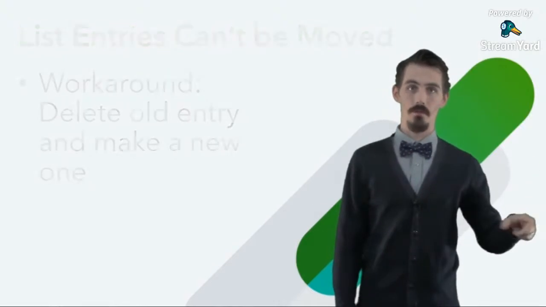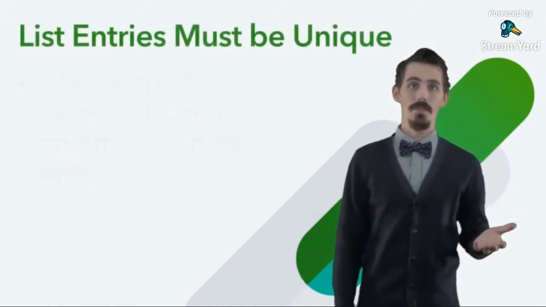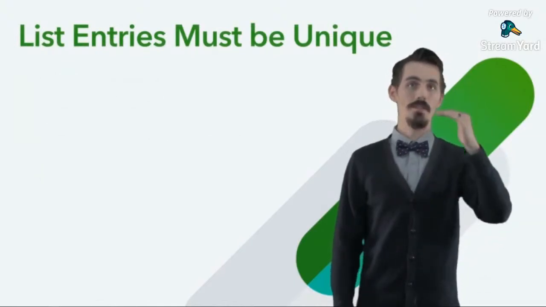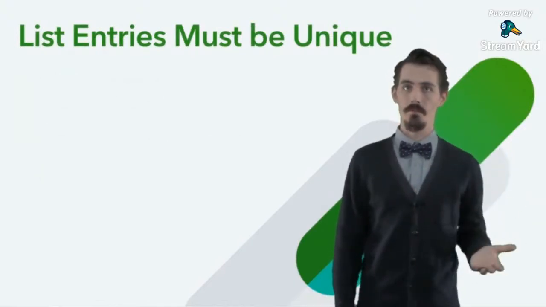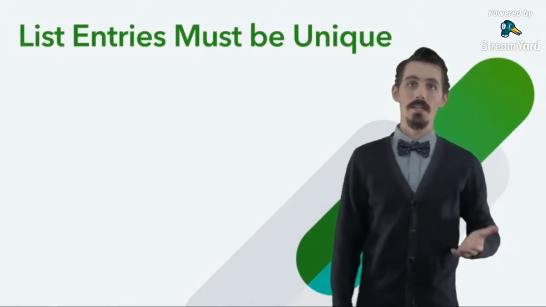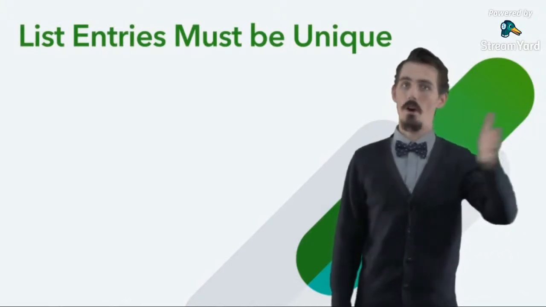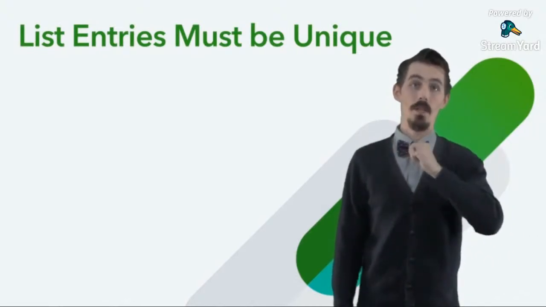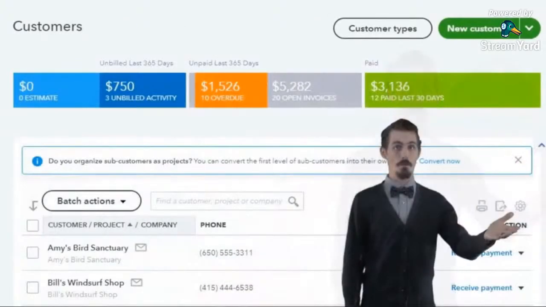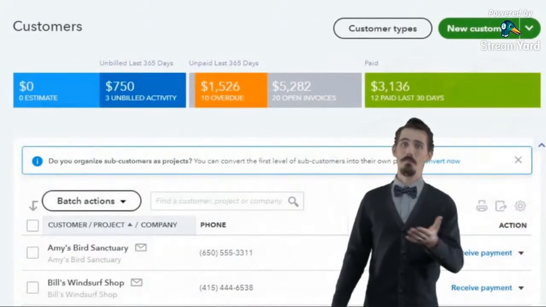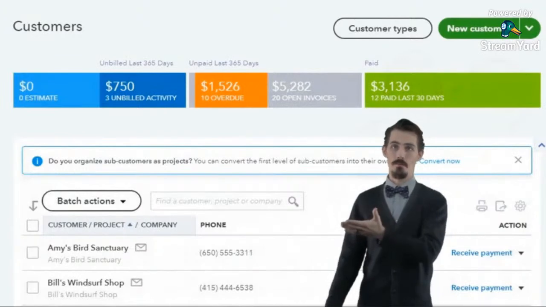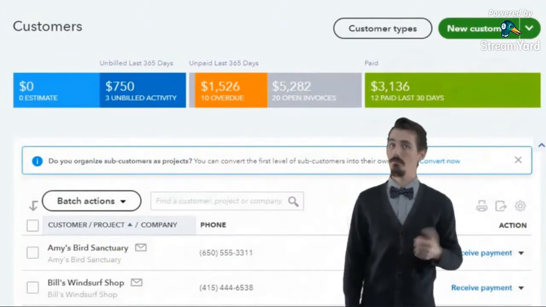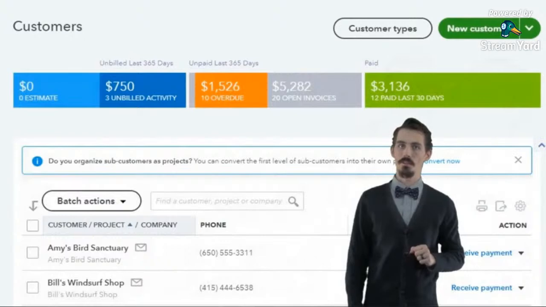This last rule is that you can't have two entries on the same list with the same name. Also, names must be unique across all names lists. So if you have a customer named Amy's Bird Sanctuary, you can't set up a vendor that's also named Amy's Bird Sanctuary. Luckily, there is a little workaround for this.